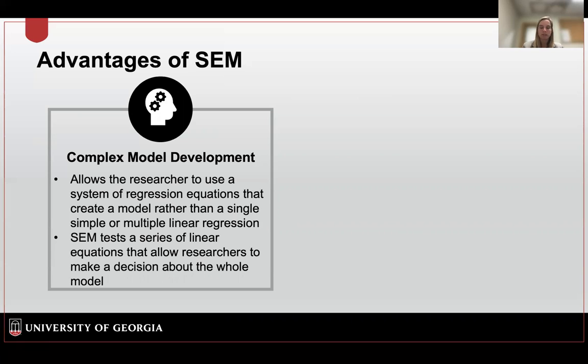Specifically, multiple regressions test model components separately using an equation by equation basis. SEM, on the other hand, tests a series of linear equations that allow researchers to make a decision about the whole model. SEM is therefore considered more powerful than conventional regression analysis, as there is a higher probability of rejecting a false null hypothesis than regression.